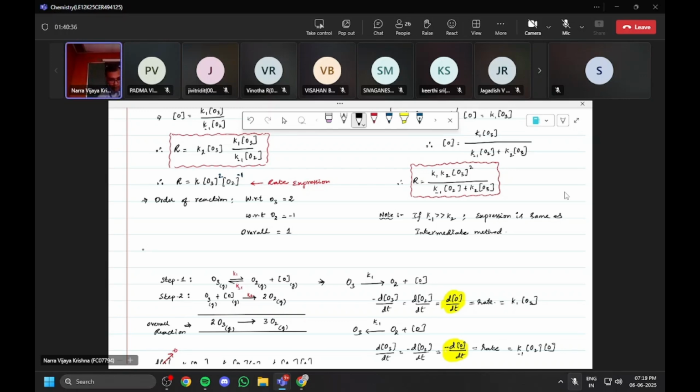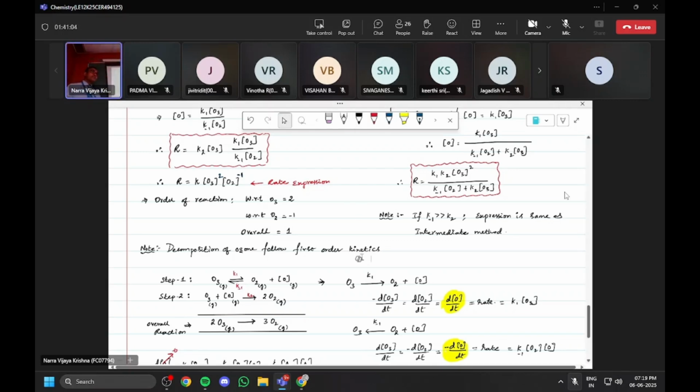So I am writing decomposition of ozone follows first order kinetics. Right? Now tell me how to find order.